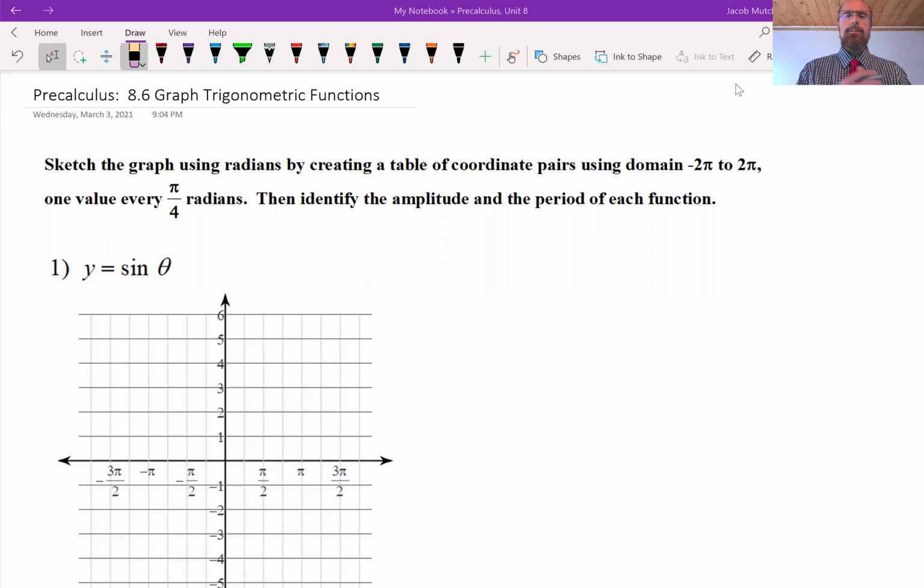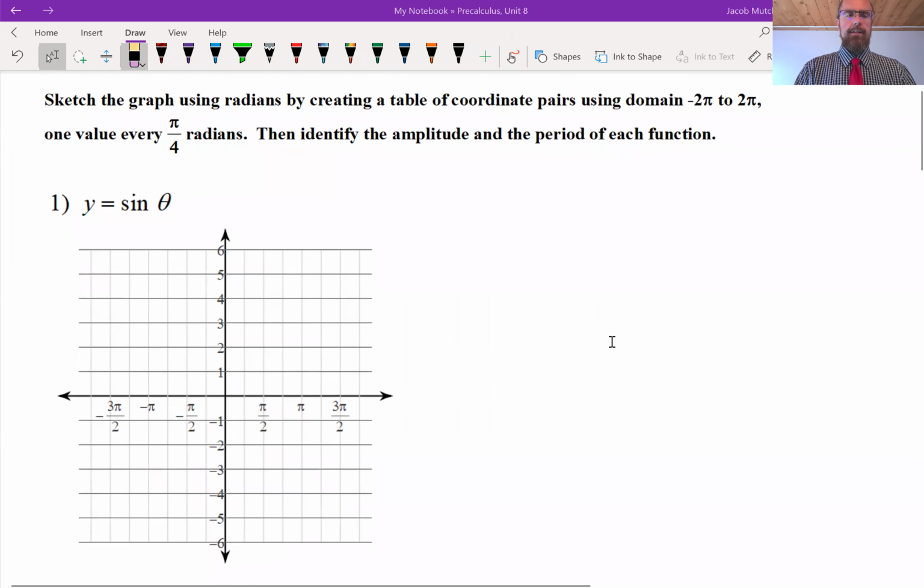Welcome to Pre-Calculus. Today we will investigate graphing trigonometric functions. We'll graph three total functions. We want to start off by graphing sine of theta. So in our instructions, we were told that we want to sketch the graph using radians.